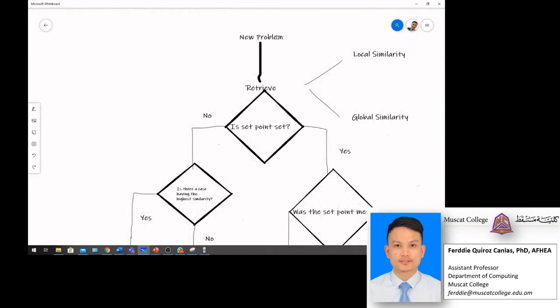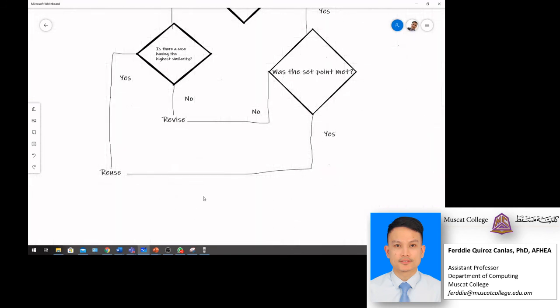The new problem and its solution should be retained in the database. So let me just write in here. Retain means put the new problem and the solution to the database, to the knowledge base. Okay, so we will add it as part of the experience.